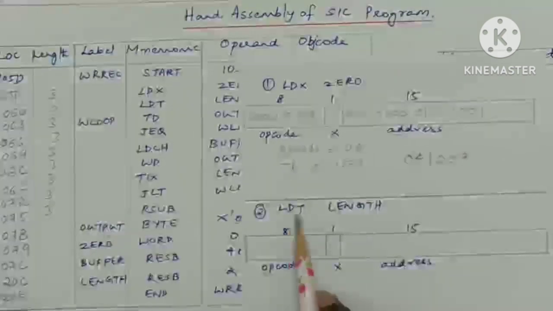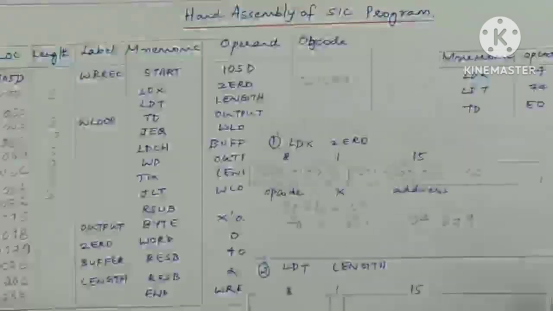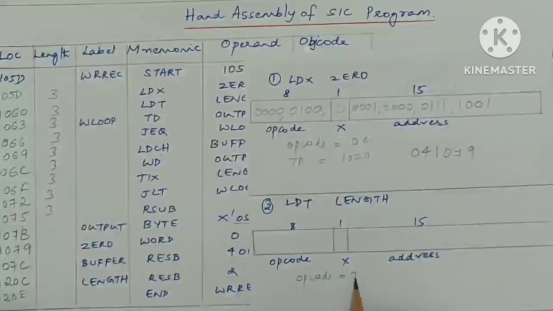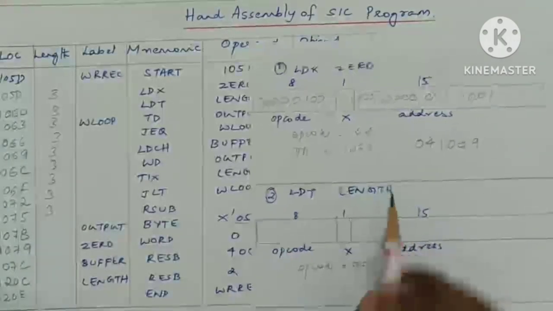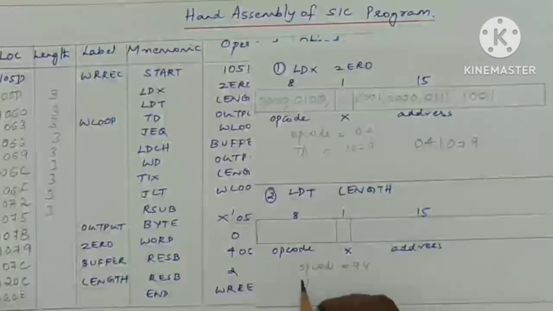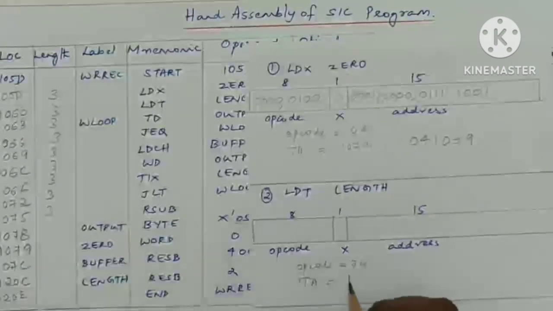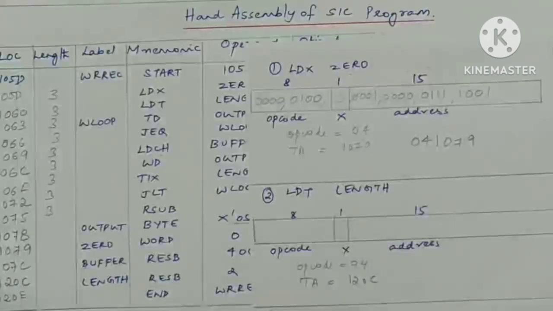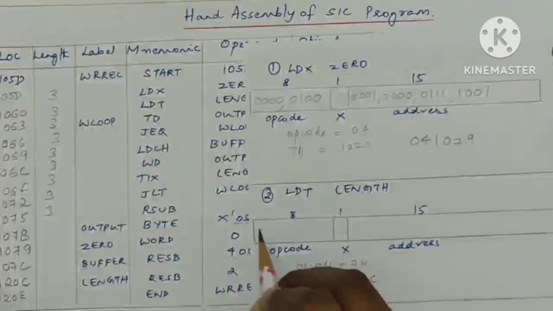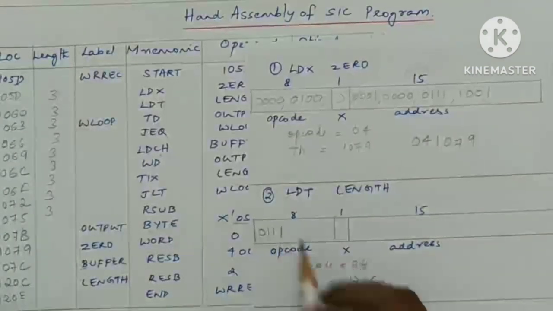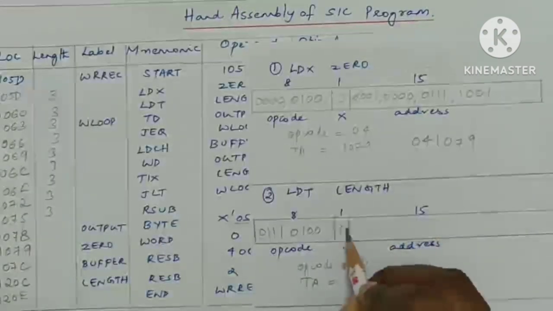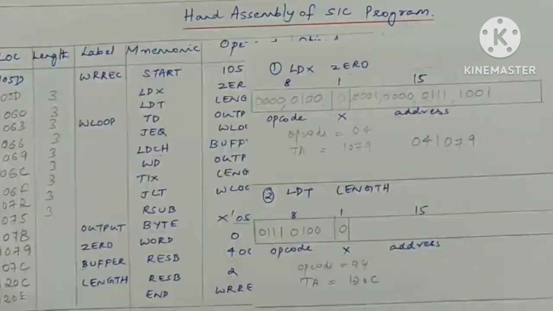Similarly, let us do the next instruction. The next instruction is LDT length. The opcode value is given as 74, and the target address is length. Length points to the address 120C, with the leading 1 being the target address value. All you need to do is fill the value in this box. The opcode is 74, so 7 is 0111 and 4 is 0100. Now this is not indexed, so you will fill the value 0 here.